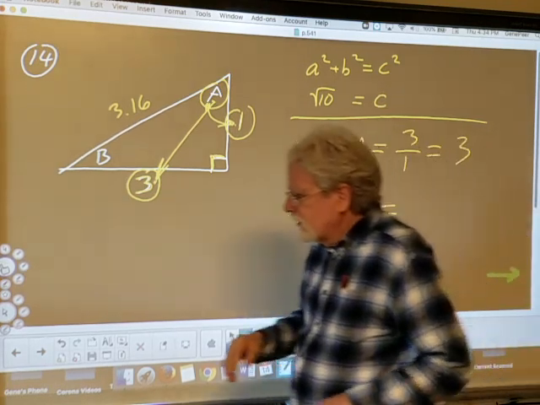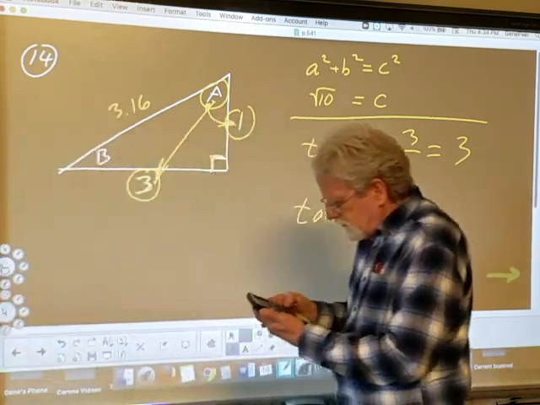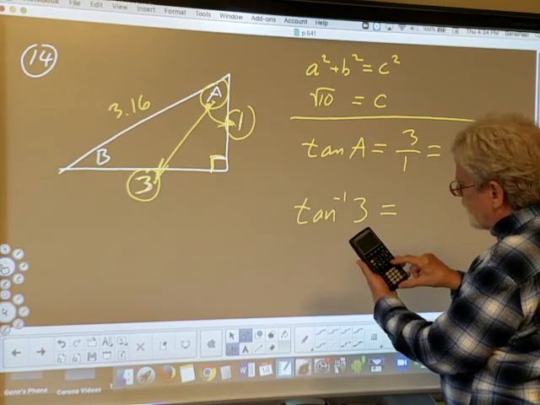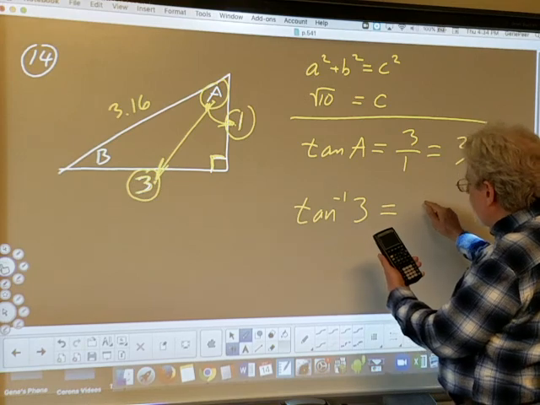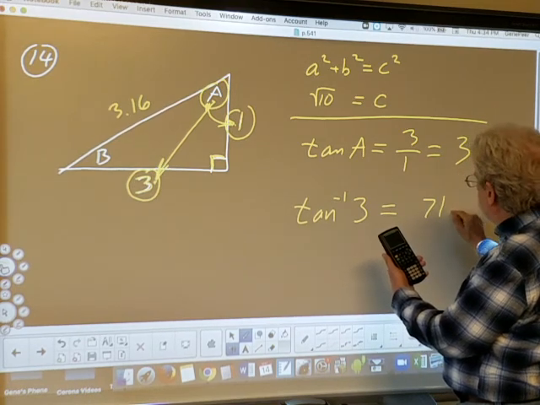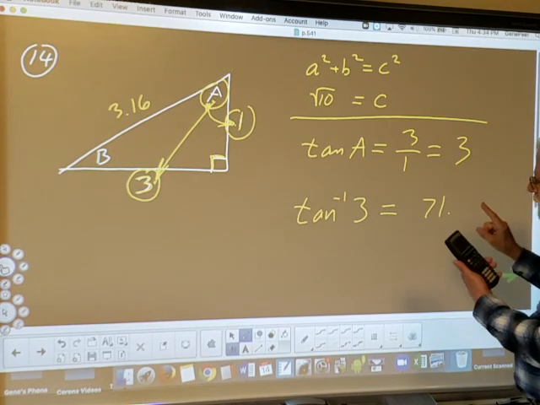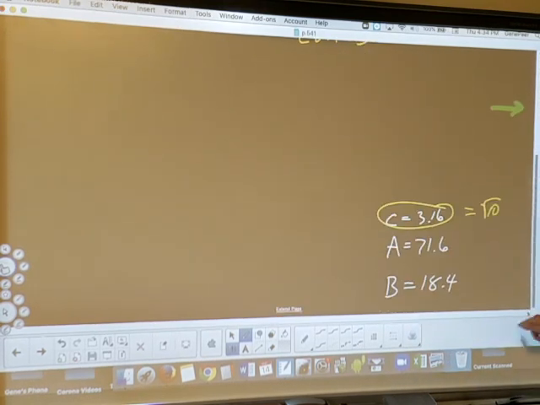So I go to the calculator. You better have your good calculator handy for this test, obviously. To do the inverse tangent, I hit second tangent of 3, and I get a result of approximately 71 point something. The book asks us to round angles to 1 decimal place, so I'm going to call it 71.6.